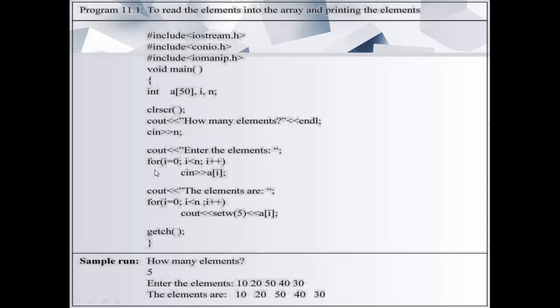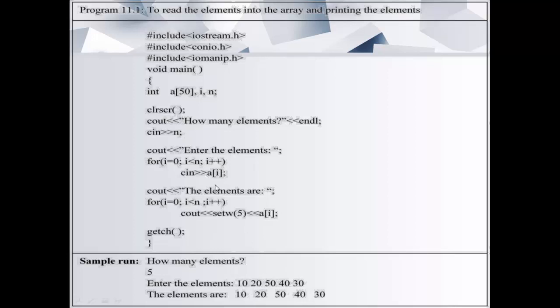Using a for loop, which I explained in the previous program segment, for i equal to 0, i is less than n, i plus plus. This will loop from 0 to 5, and the 5 elements are inserted as 10, 20, 50, 40 and 30. So this is the input given by the user.